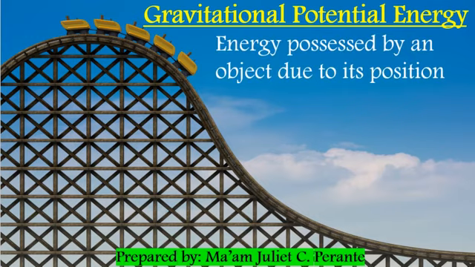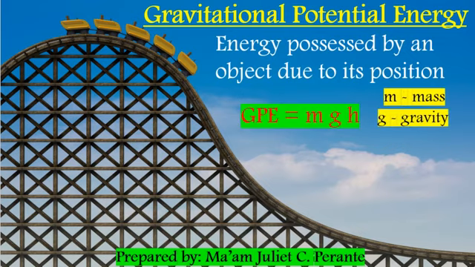And if you want to calculate the value of GPE, this is the formula. M here stands for the mass, G is the symbol for gravity, and H refers to the height. You can multiply the mass by the gravity and height to get the gravitational potential energy. And though potential energy can be in several forms, gravitational potential energy will be the focus of our lesson today. What are other examples of objects wherein gravitational potential energy is present?